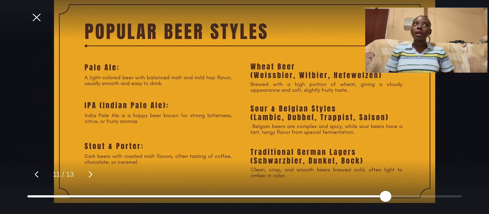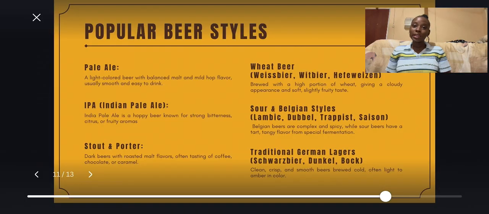Belgian beers are very complex and are considered kind of spicy. While being sour, they have a very tart, very tangy, very different type of flavor, and that is because of the special fermentation that they use. This is probably one of the most unique beers that you would see and taste, and if everybody could have a taste of a sour or a Belgian style beer, I recommend it 100%. It may not be everybody's favorite, but it is worth a taste.